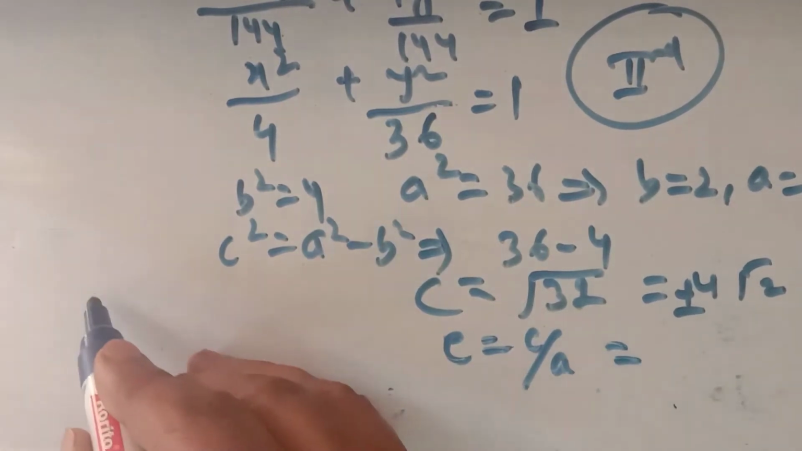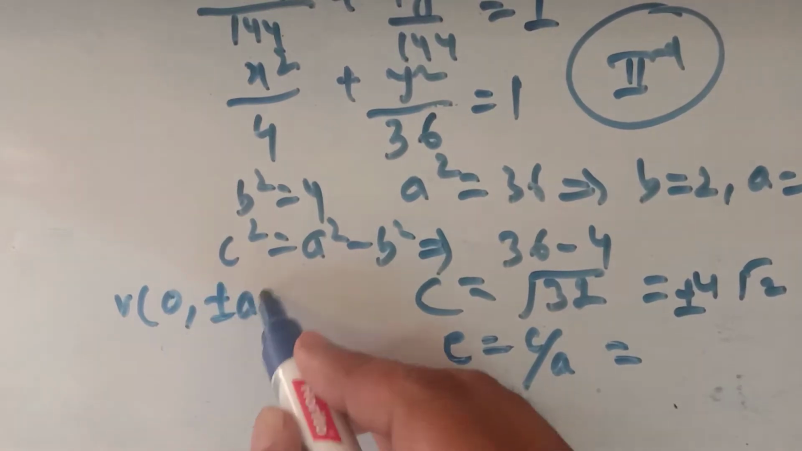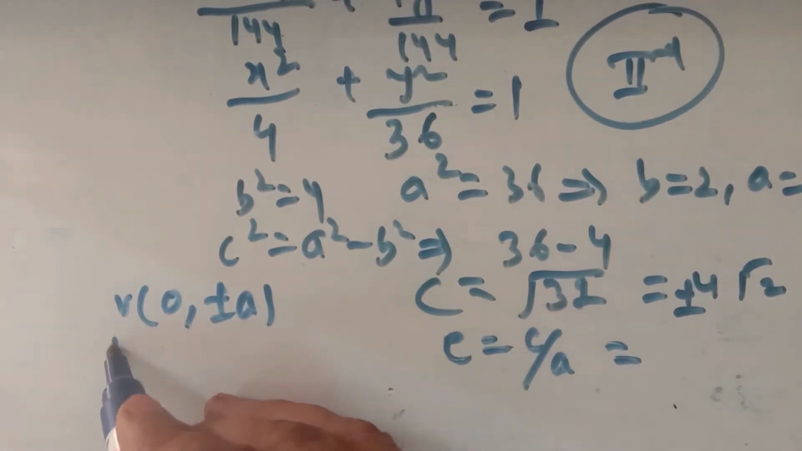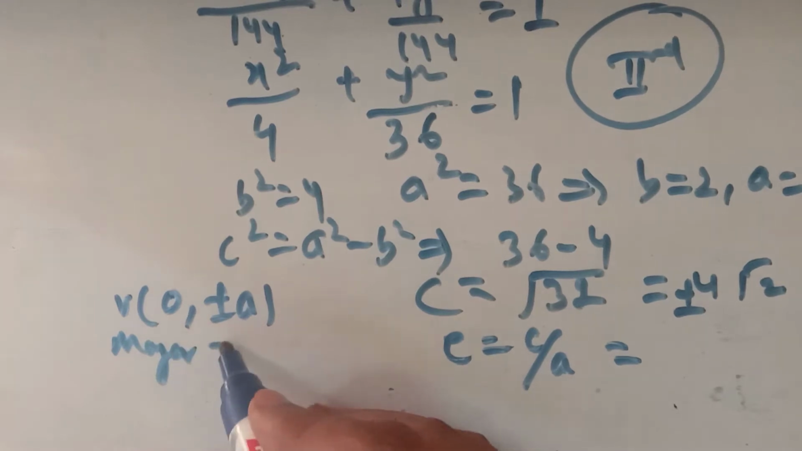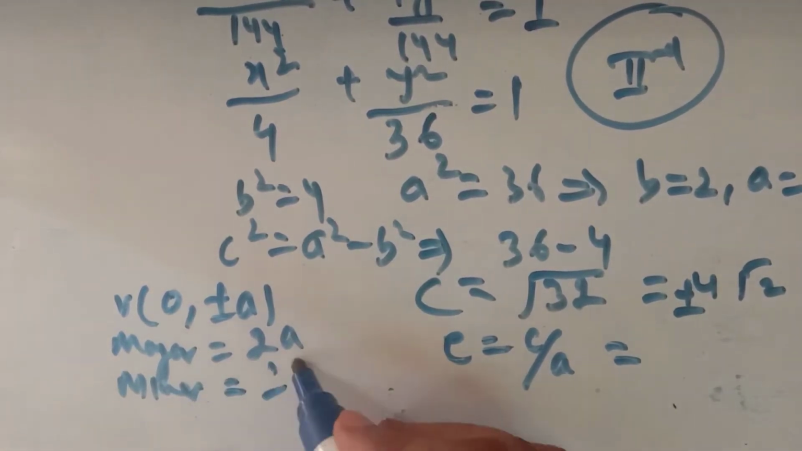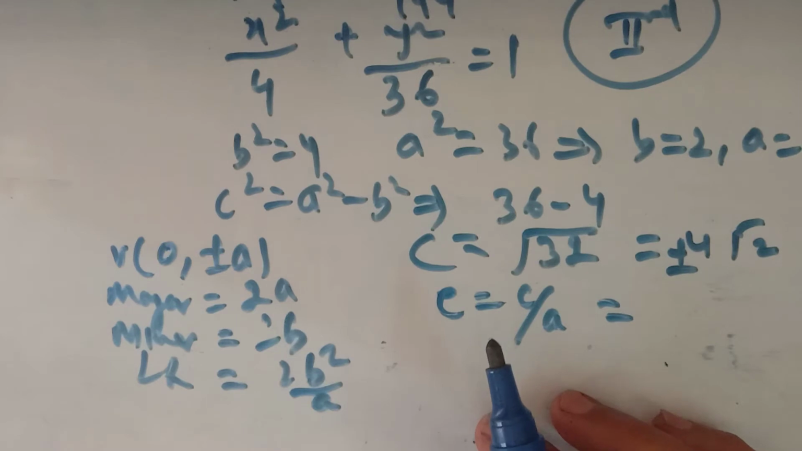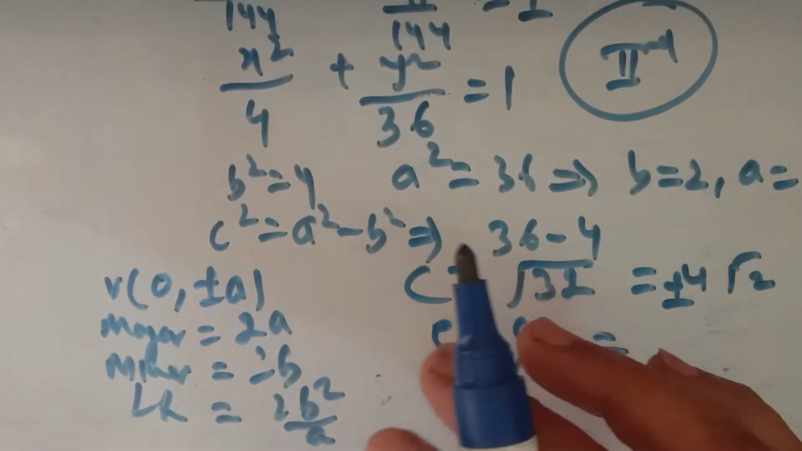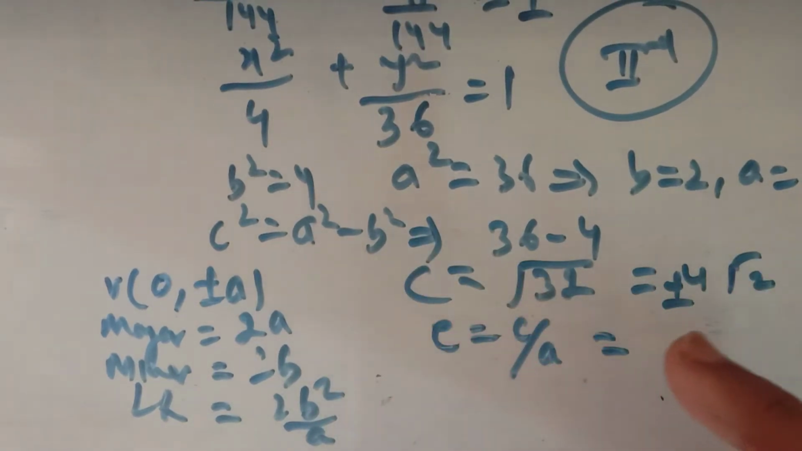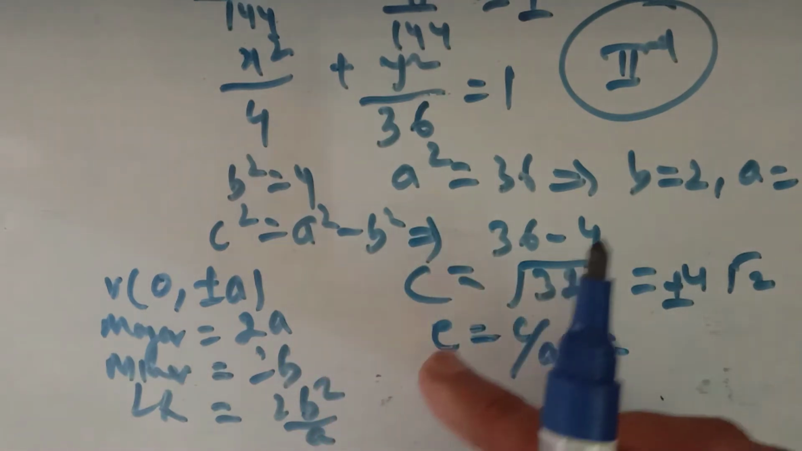You can easily find the vertex, which is (0, ±a), and the length of the major axis, you know, is 2a. The length of the minor axis is again 2b, and the latus rectum, you know, is 2b² upon a. So you can easily find the value of the vertex, eccentricity, focus, major axis, minor axis length, and latus rectum.